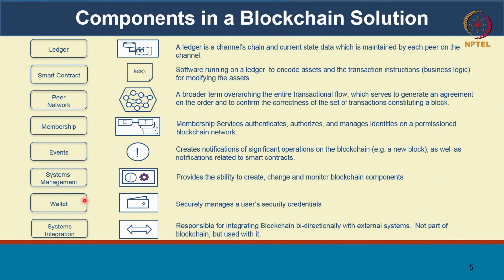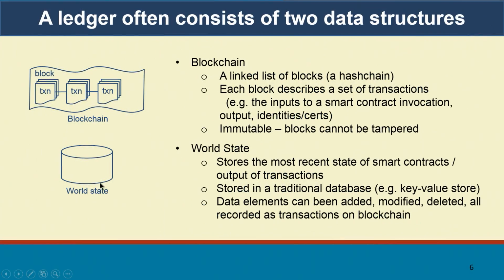There's a notion of wallet. Each user, as I mentioned, has a digital certificate, and it's going to be performing transactions using those digital certificates. And there needs to be a place where the user can securely store that private information. So that digital certificate contains the private identity of that individual. He shouldn't be sharing that information with anybody else. And that is securely managed in a wallet. And I talked about systems integration. Now let us look at some of these concepts in a little more detail.